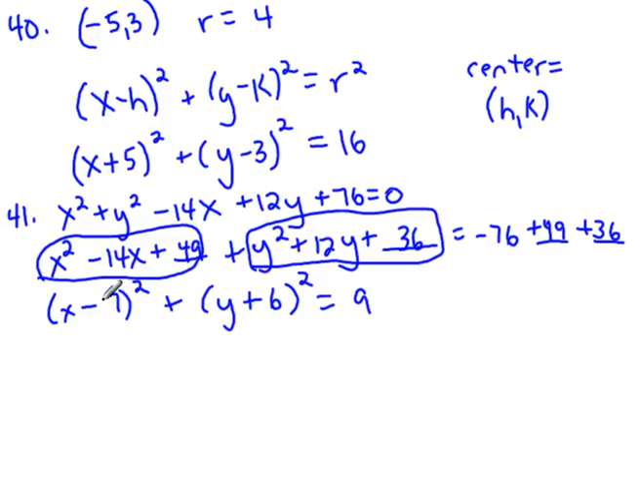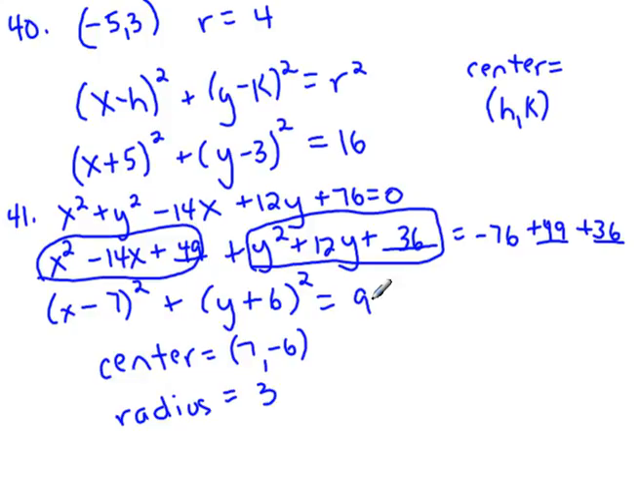So now my center, the rule is change those signs. So my center is (7, -6), and my radius is 3 because I take the square root of that side. And that's all that it asked for, the center and the radius of the circle. So I've done that.